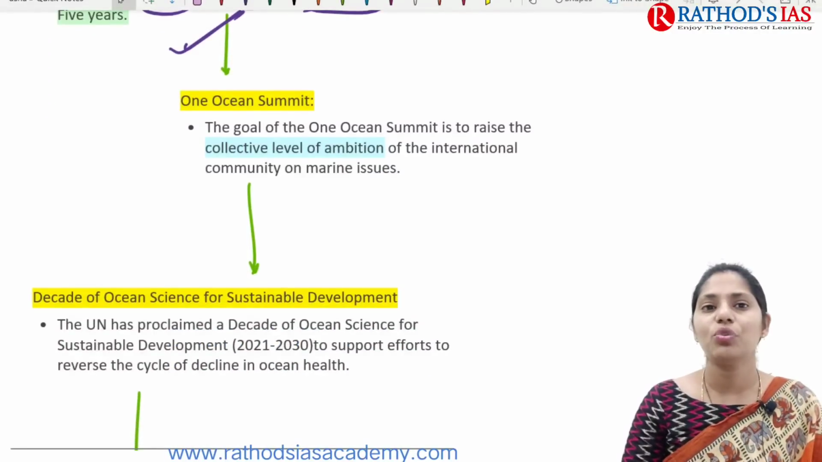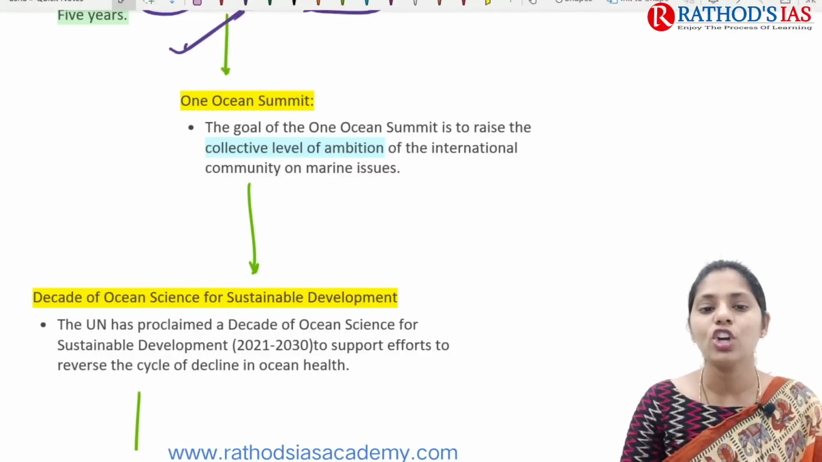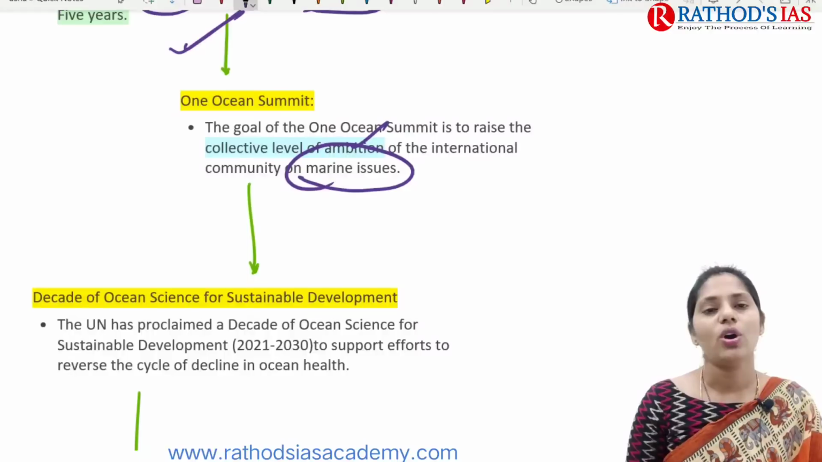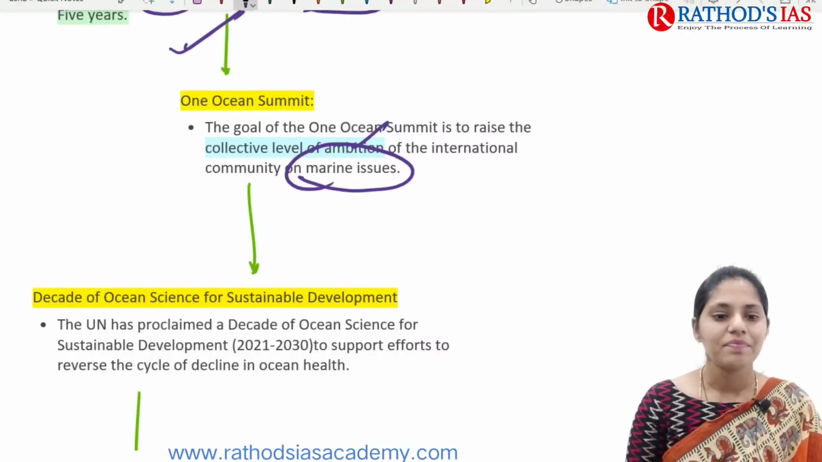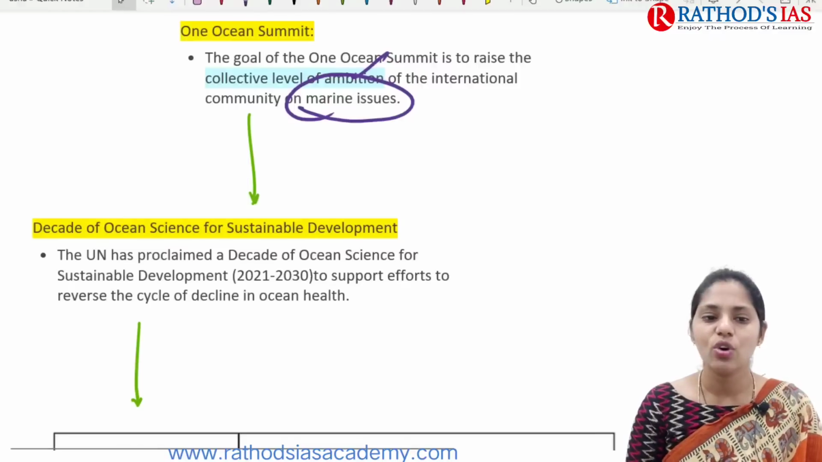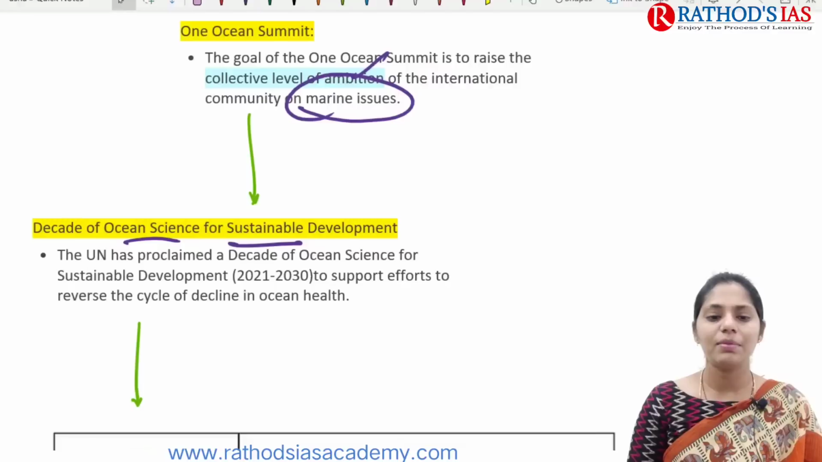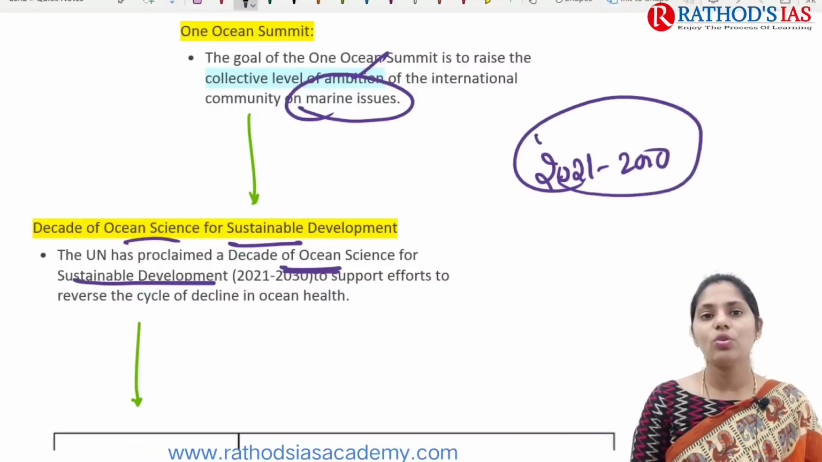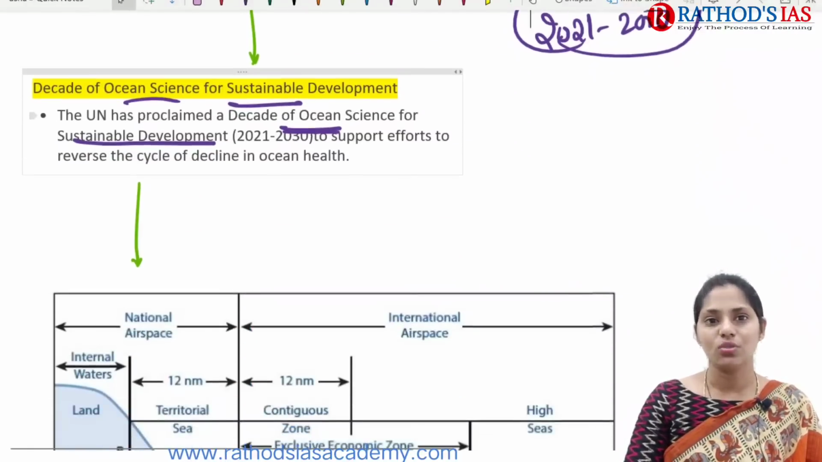So this summit is mainly focusing on raising the collective level of ambition of the international community on marine issues. We are mainly talking about the international community on these marine issues, focusing on the challenges and the steps that can be taken. And next, we also have the Decade of Ocean Science for Sustainable Development. The United Nations proclaimed a decade of ocean science for sustainable development, between 2021 and 2030, and we are going to have some support efforts to reverse the cycle of decline in ocean health.